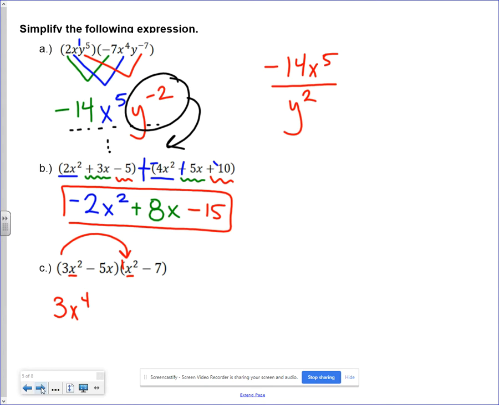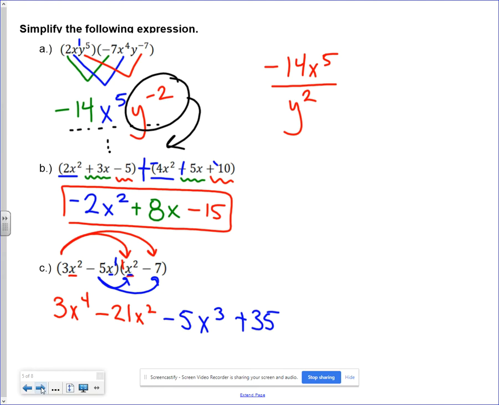Now let's take 3x squared times negative 7. That's going to give me negative 21x squared. Now let's take negative 5x times x squared. That will give you negative 5x to the 3rd. This is x to the 1st times x to the 2nd, which is x to the 3rd. And then negative 5x times negative 7 is going to be positive 35.